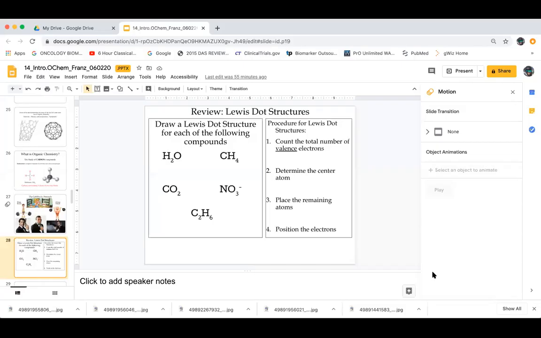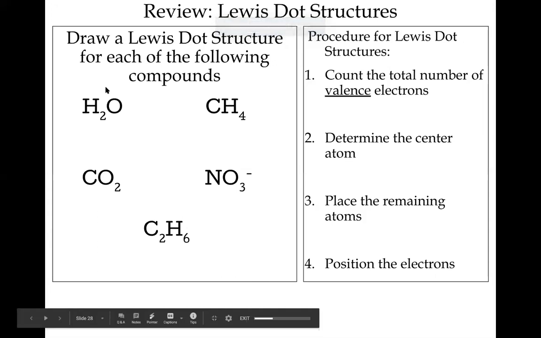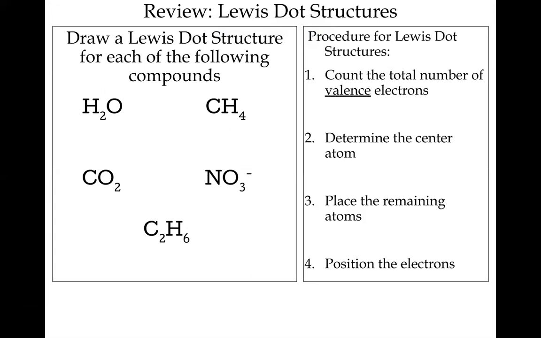I'm going to try, rather than write it on the board, to write it up on the screen here. So let's go back to the slide deck and see how this goes. Okay, so remember, you count the total number of valence electrons. Well, how many valence electrons does H2O have? Well, first of all, hydrogen is going to have one valence electron, right?